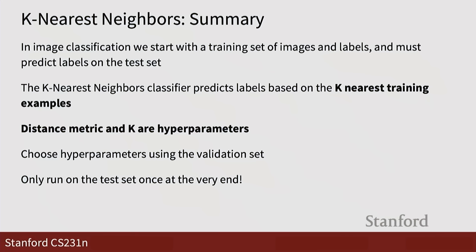Okay, so summarizing what we've talked about with K nearest neighbor, it was mostly about understanding the easiest algorithm, data-driven approach, and then talking a little bit about hyperparameter tuning and how distance metrics and the value of K play a very important role.